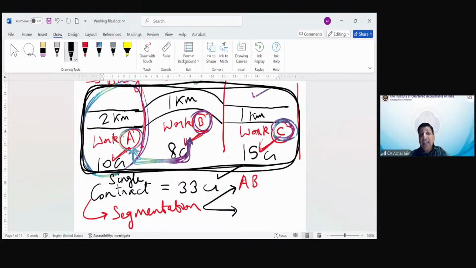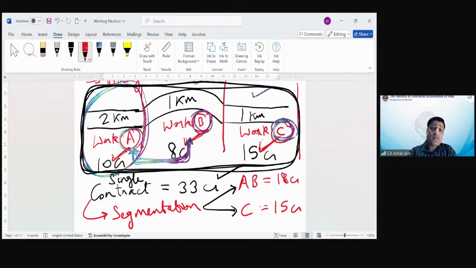You will say AB are interlinked. So that's why you will not be able to segment A and B. So this will be, let us suppose, 18 crore. And C, that is 15 crore. Okay, so this is how you will segment it.